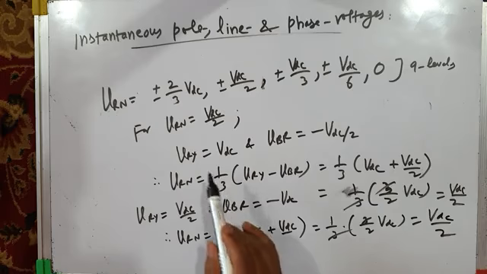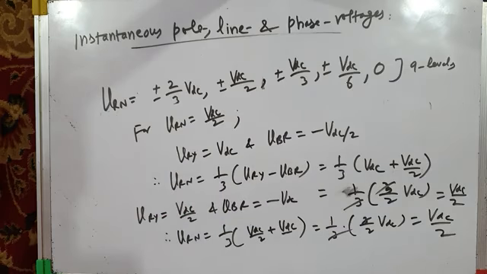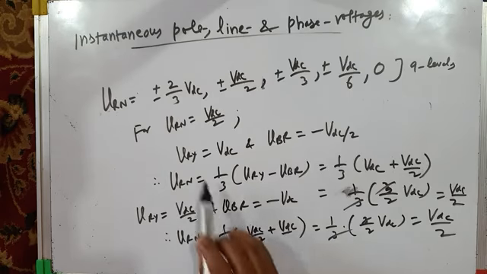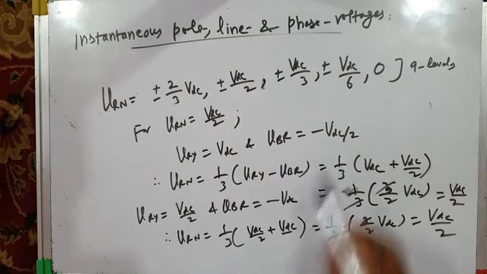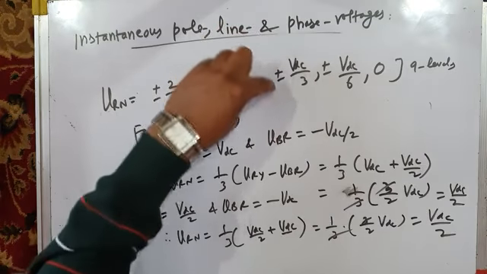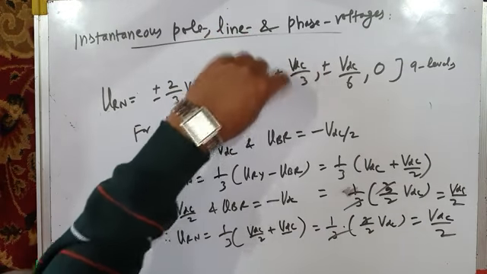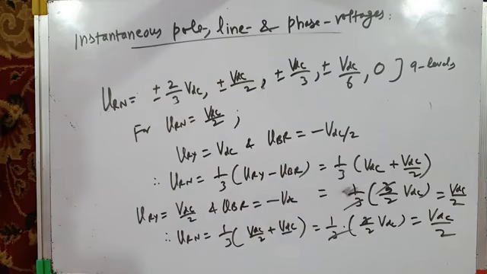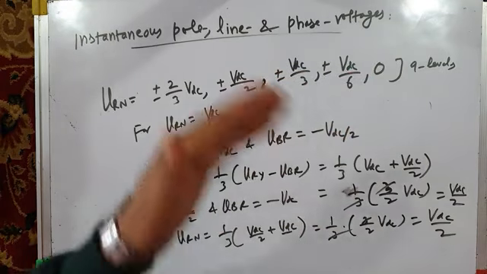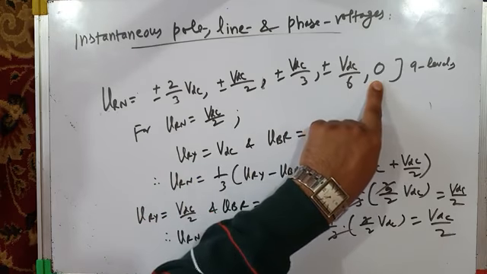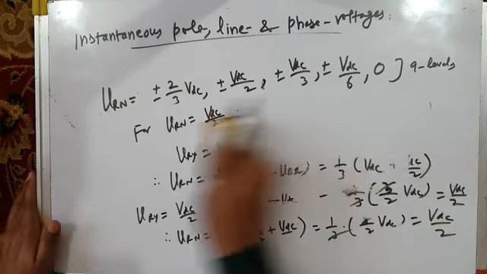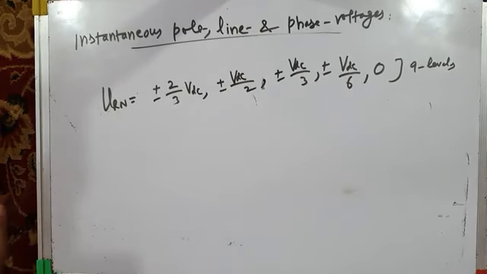So therefore, if you want VRN equal to VDC by 2, you have two possibilities. One possibility is that line voltage VRY is plus VDC by 2 and VBR is minus VDC. Another possibility is that VRY is plus VDC and VBR is minus VDC by 2. Similarly, if you want VRN equal to VDC by 3, you have more than two possibilities. VDC by 6 has more number of possibilities. You can try yourself. And the highest number of possibilities is if you want VRN equal to 0. So VRN equal to 0 will have the highest possibilities.